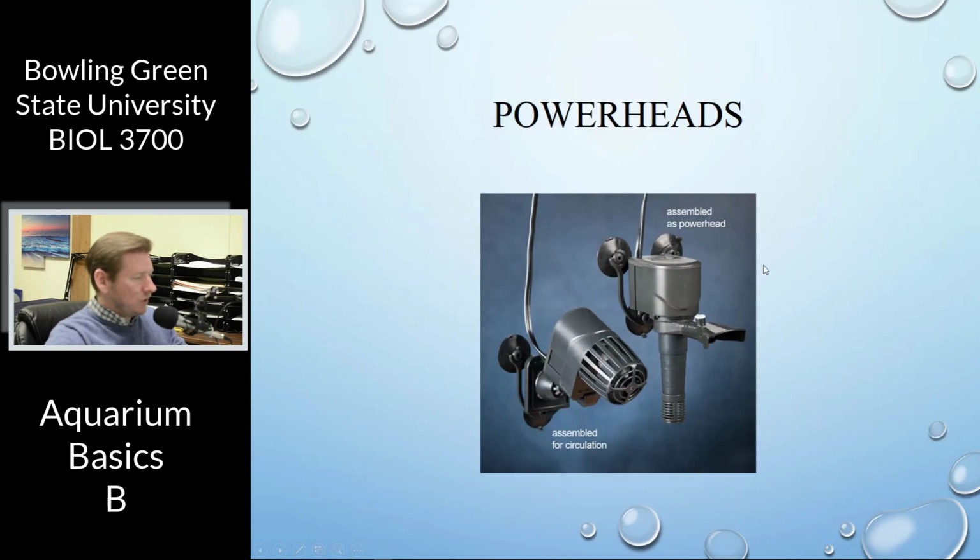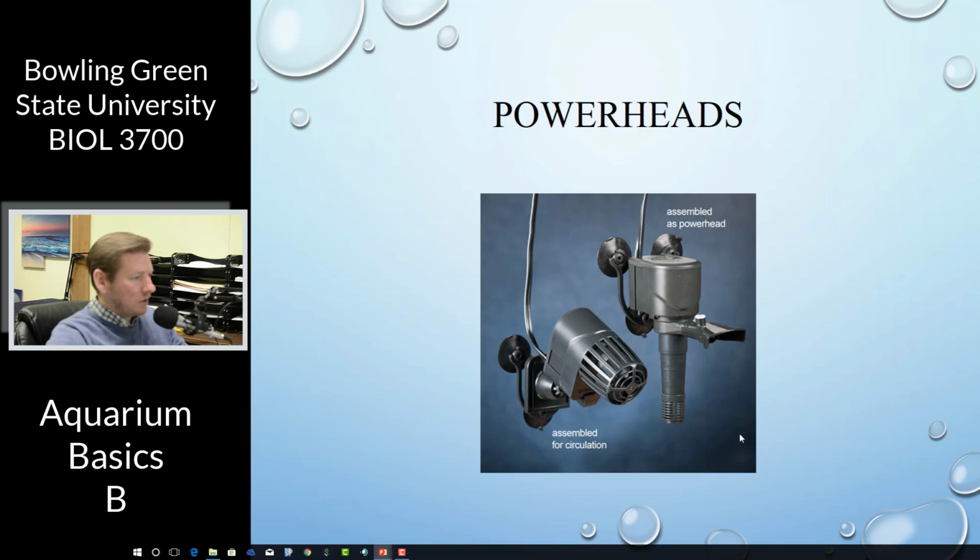All right, so here are some different types of power heads. These are just to create circulation in your tank. This one's using an impeller that pulls water up through here and then out. This one's a propeller that's just pulling water in through the sides and then pushing it out.